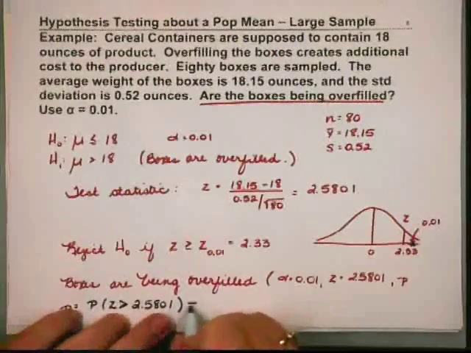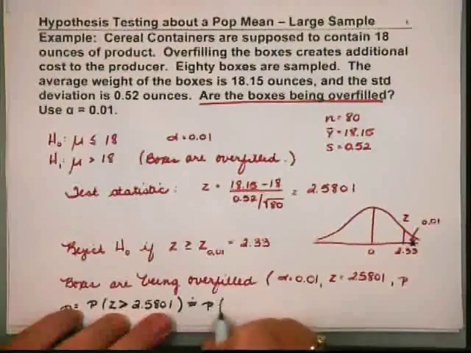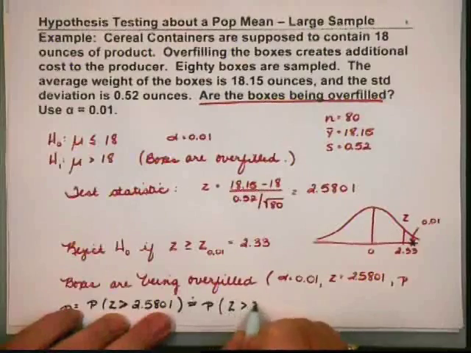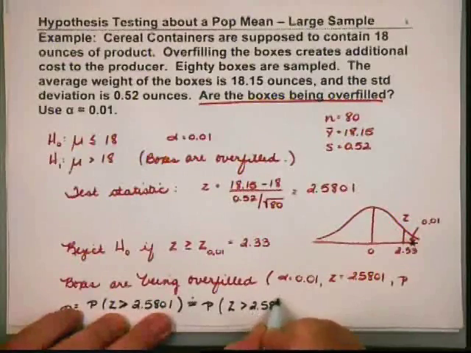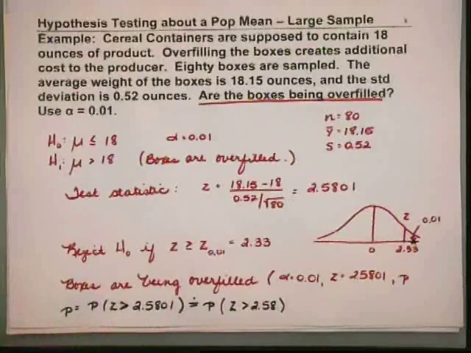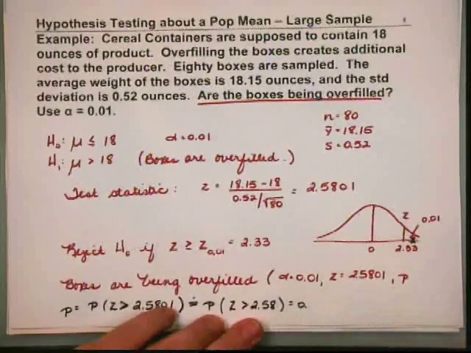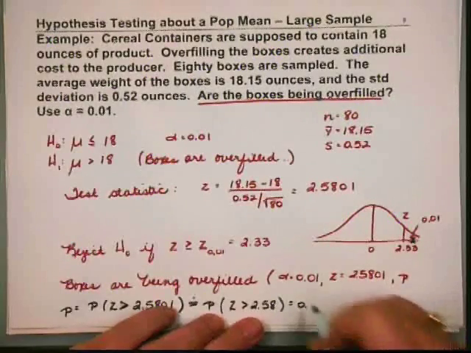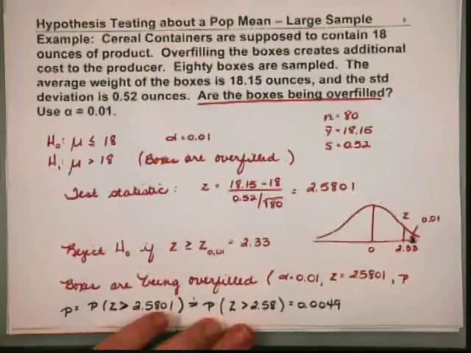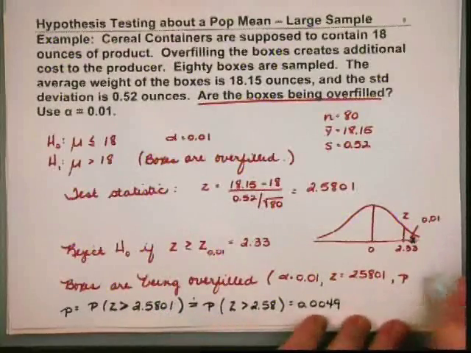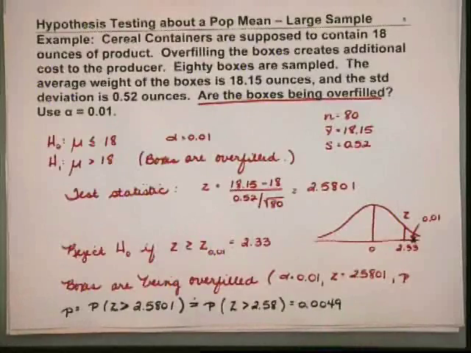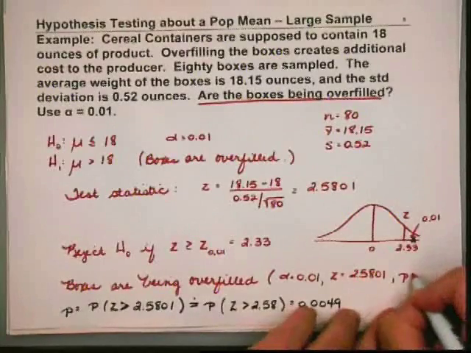2.58, because our table only goes to 2 places for the z-scores. What's the probability of seeing a calculated z above 2.58? 0.0049. Okay, that's what we report up here in the conclusion.